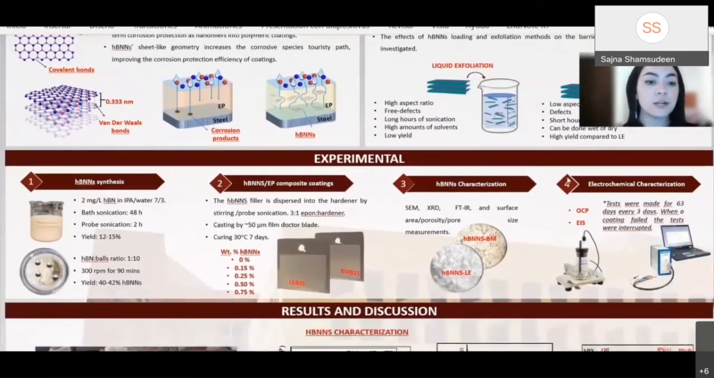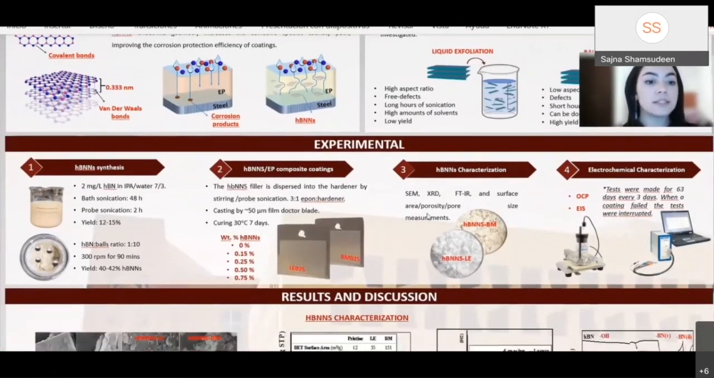Experimental procedure includes initially the nanosheet synthesis via both methods. The fillers are dispersed into the epoxy matrix and coatings are fabricated. The characterization of the powders to prove the exfoliation of the nanosheets was made, and finally the coatings undergo electrochemical testing, that is open circuit potential and electrochemical impedance spectroscopy, to measure the anti-corrosion performance.